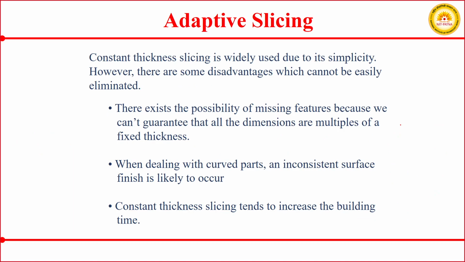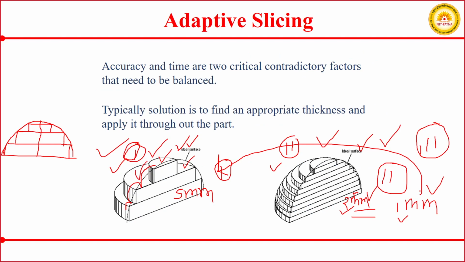So in this slide, these are the disadvantages, or issues, with constant thickness slicing. Even in the first case, suppose your shape is something like this, suppose you want to print something like this.